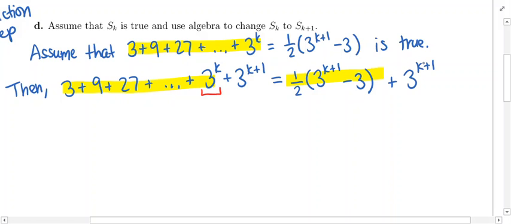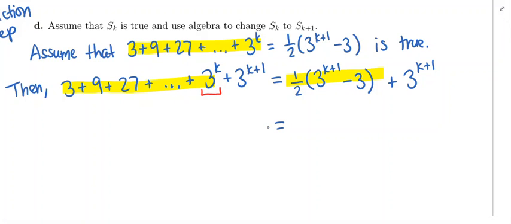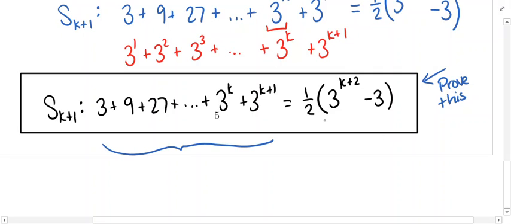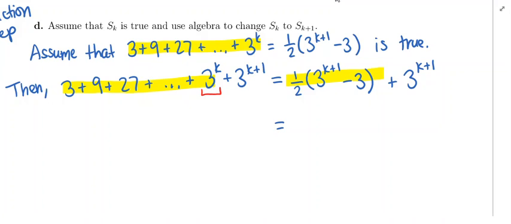Okay, so that is what this left side is equal to. Now we've used our assumption, and so we have to use algebra to make this new right side look like the right side in part C. Our goal now is to work on what's on the right, using algebra until it turns into this quantity, 1/2 times 3 to the k plus 2 minus 3. All right, so let's see how we can make this happen.